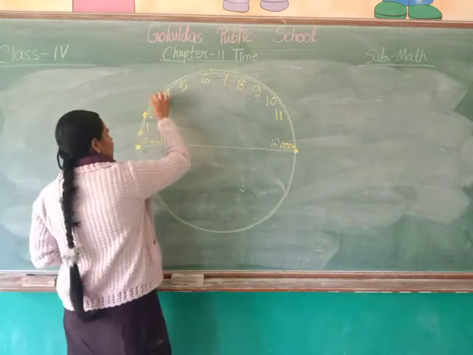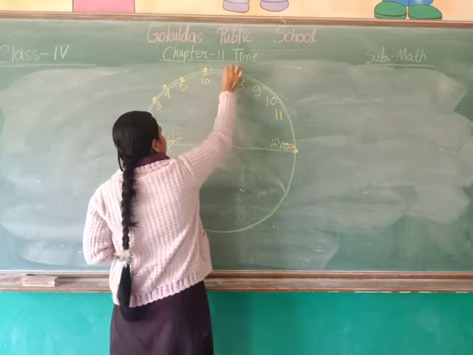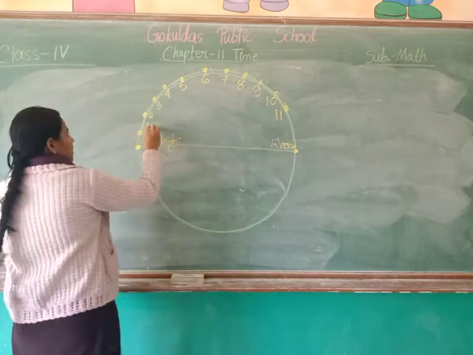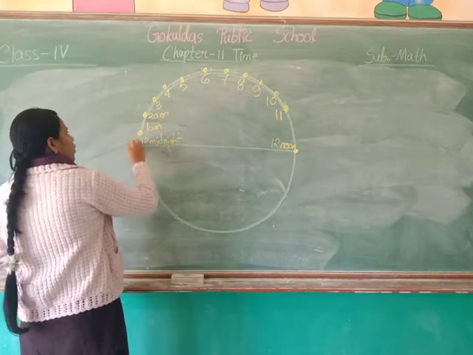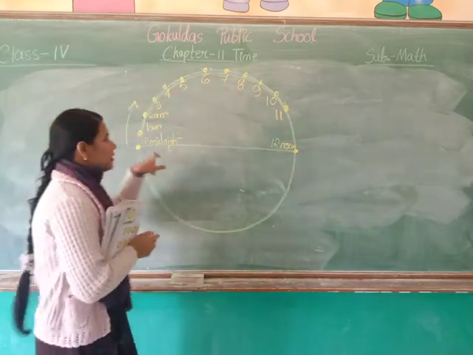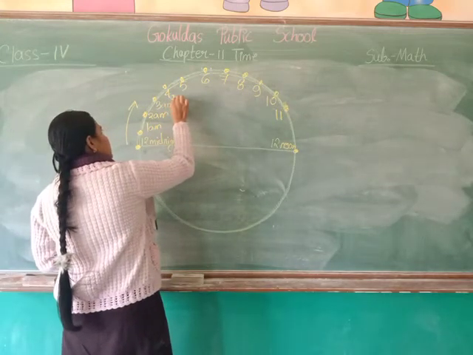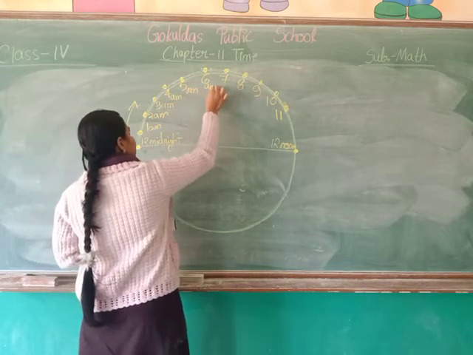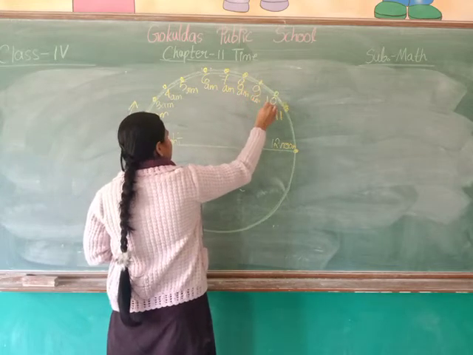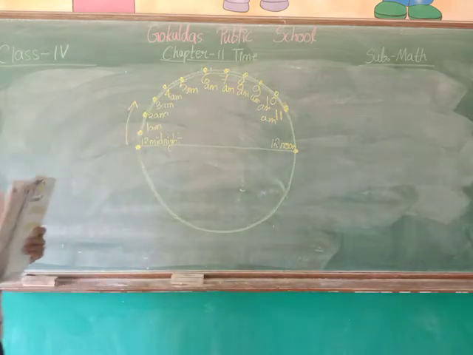So this timing from midnight to noon will be represented by AM. These timings will be represented by AM. If you are moving from midnight to 12 noon, this timing will represent AM. 5 AM, 6 AM, 7 AM, 8 AM, 9 AM, 10 AM, 11 AM and 12 noon, right?